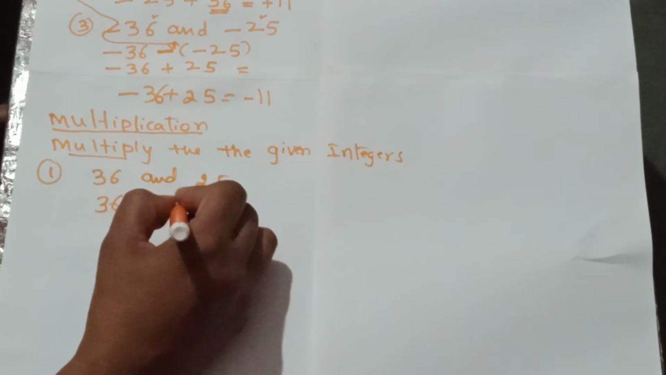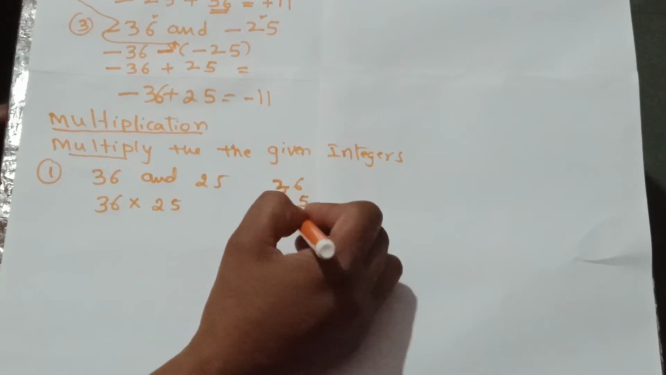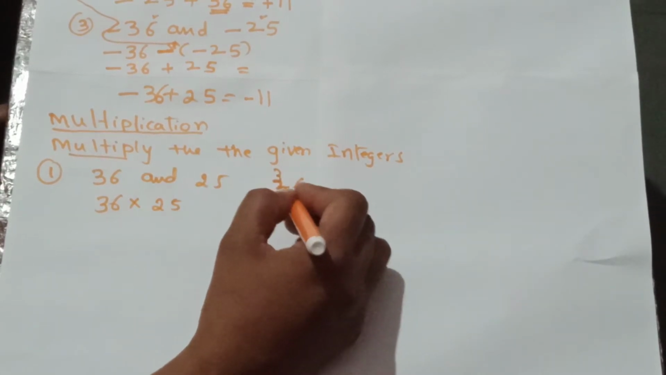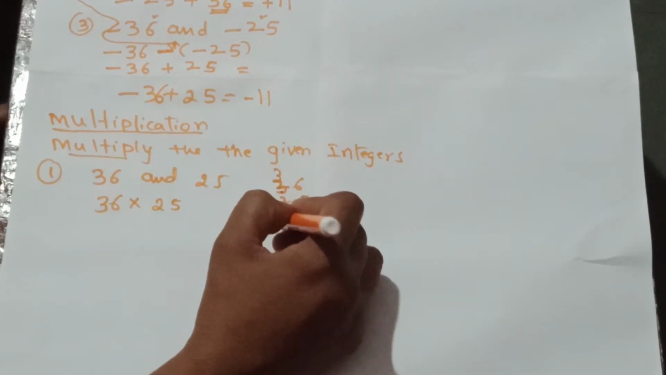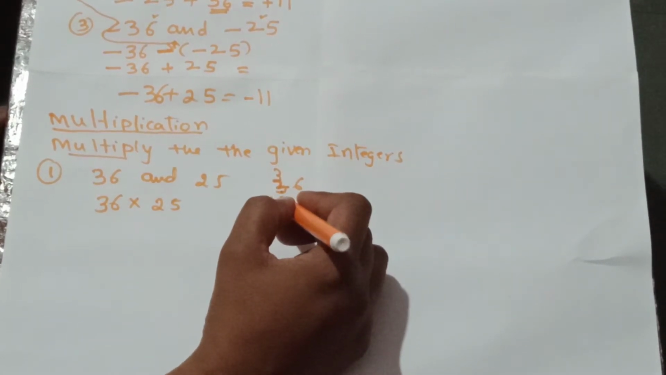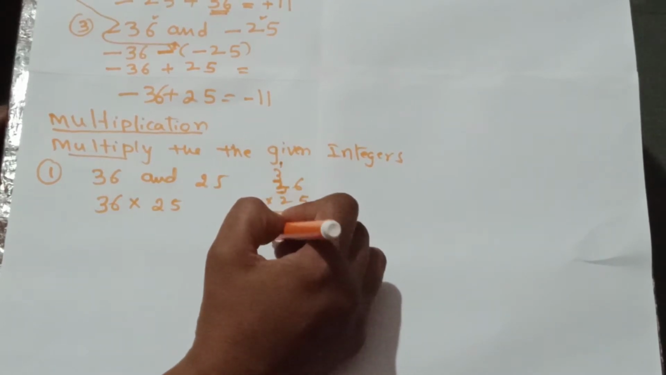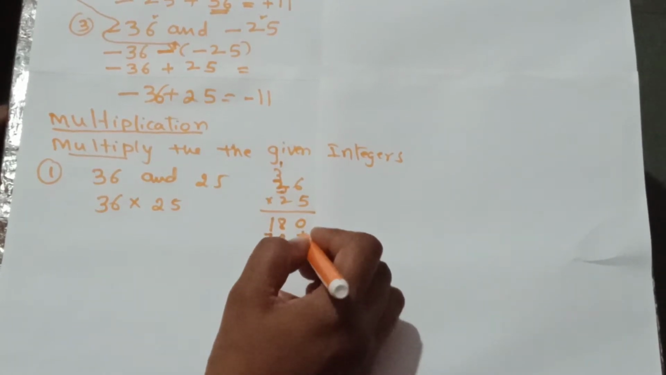36 into 25, we can go with rough work, using the usual method. 5 6s are 30, carry 3, 5 3s are 15, plus 3 it is 18, so we write 80 with the carry. You can put a plus sign or you can put 0. Then 2 6s are 12, carry 1, 2 3s are 6 plus 1 is 7. Simple multiplication.